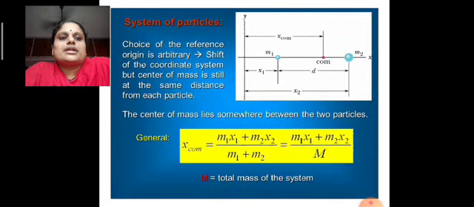Suppose the two particles are lying along the x-axis and the distance of the center of mass point is given by x_com, then x_com will be equivalent to (m1x1 + m2x2) divided by (m1 + m2). m1 plus m2 can be replaced by capital M, where capital M represents the total mass of the two particles.